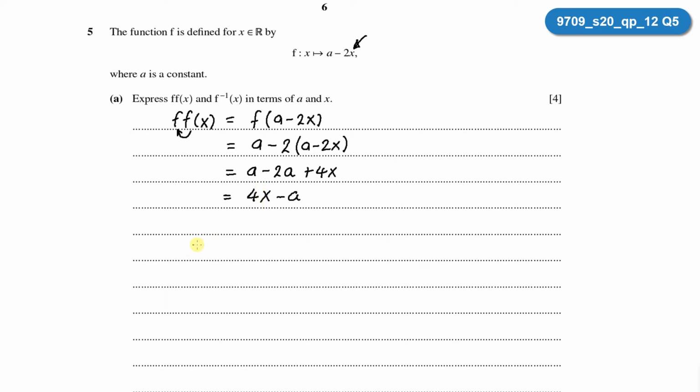Then for f inverse of x, we can say y is equal to a minus 2x, and we interchange the variables so that it becomes x is equal to a minus 2y. Then we make y the subject, so y will be equal to a minus x over 2, which therefore means that f inverse of x is a minus x over 2. So that's the expression for f inverse of x. And that's how we answer part A.